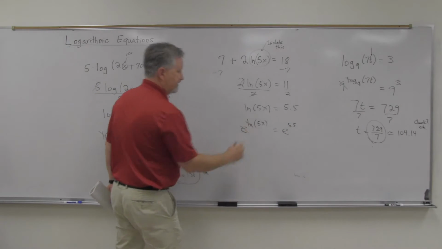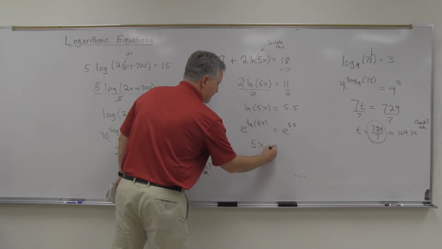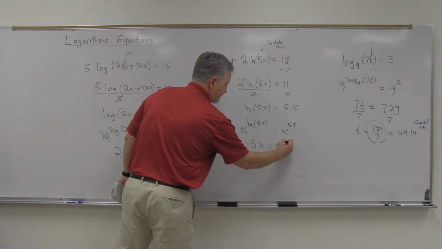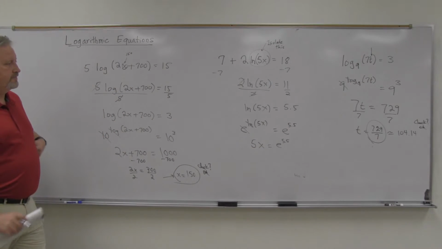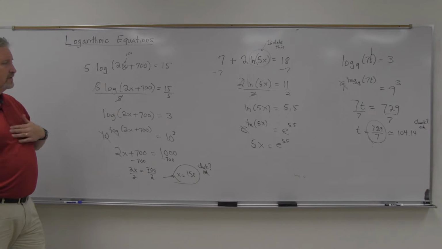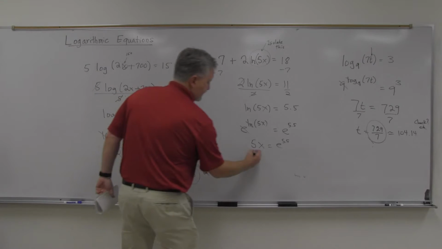Then the e to the ln, that part basically cancels one another out. So we have 5x equals e to the 5.5. I'll leave it there, we can round it. But I don't want to round too much on these in the interim steps, so let's just go ahead and leave it.